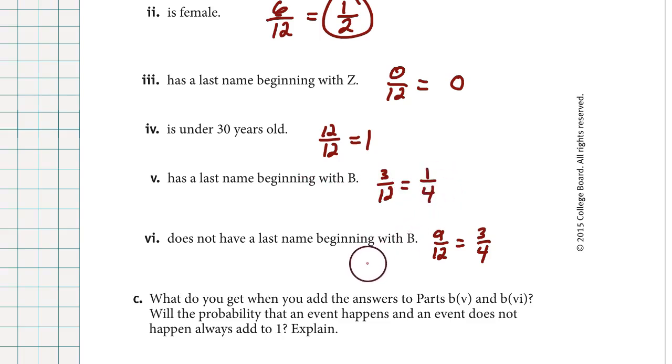The number of people that don't have a last name beginning with B are all the rest of them. So if 3 out of 12 do have a name with B, the other 9 of them do not. 9 out of 12 reduces to 3/4.